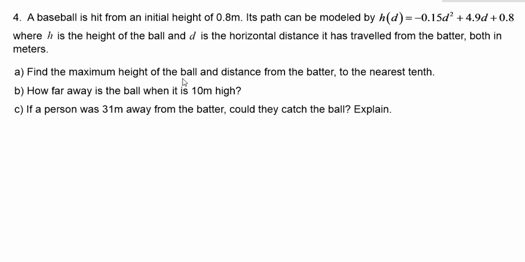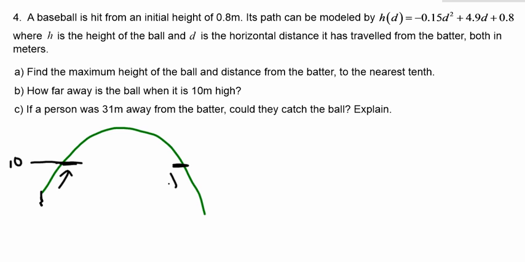Okay, so let's rethink our diagram here. So here is the ball being hit and then landing on the ground. And we remember that this is about 0.8 meters above the ground. At some point, the ball reaches 10 meters in height. Now it's going to actually reach it twice, once on the way up and once on the way down.